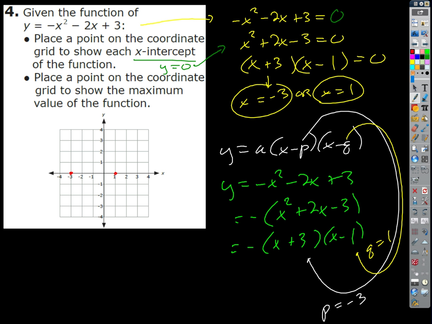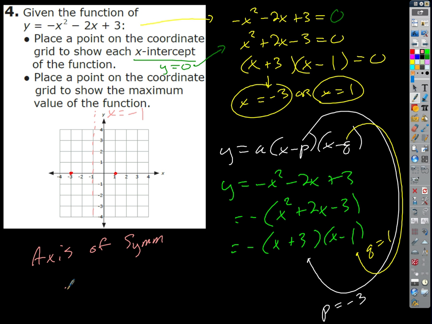We can see that the line that splits those two points in half is the line x equals negative 1. And in general, the axis of symmetry is always going to be given by this equation.